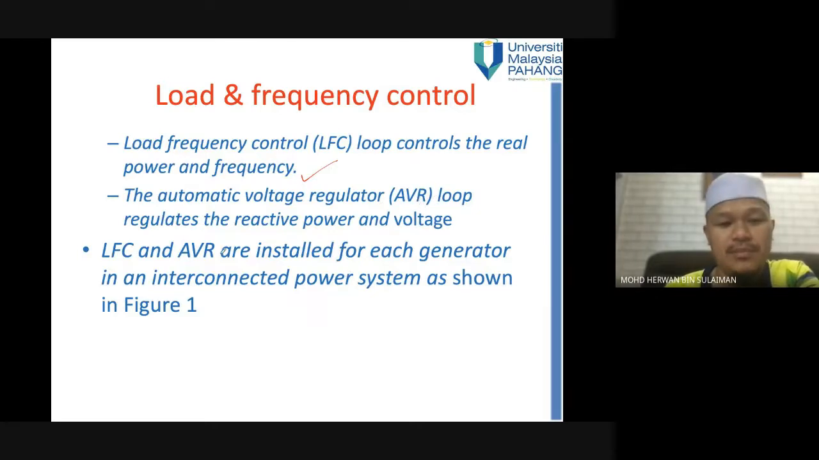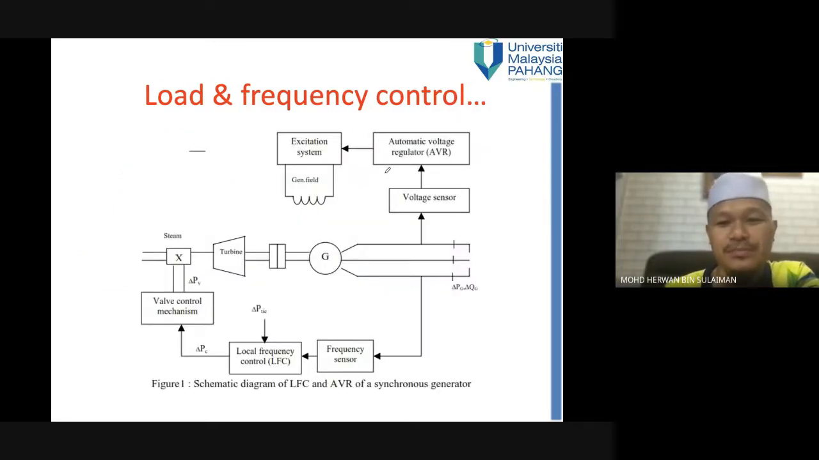And then LFC and AVR are installed for each generator in an interconnected power system as shown in the figure. So kita ada AVR. Kat sini dia ada voltage sensor. They control the saturation system. And then for the load frequency control, we have a sensor for the frequency. Kalau ada perubahan, it will control the load, sama dia open ataupun close the valve ni lah, turbine as well.